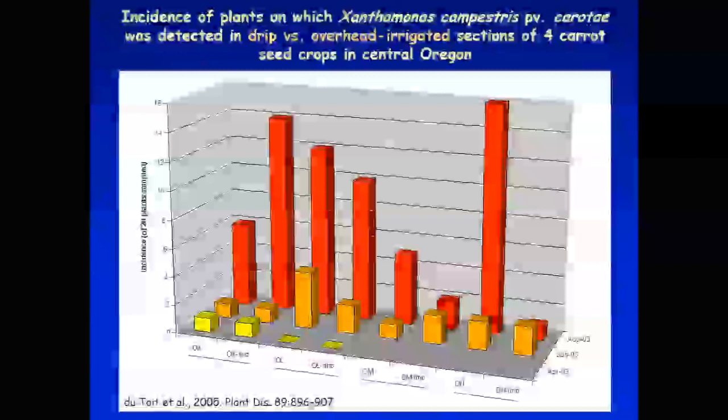We were monitoring Xanthomonas bacterial blight in carrot seed production. And you can see I've got paired fields down at the bottom on the y-axis. These are Oregon fields, that's why they have the abbreviation O in front. Field K, L, M, and N. Part of the field was under overhead irrigation and part of it was under drip. And then we monitored the incidence of plants that were infected with Xanthomonas in basically April, the yellow bars, June, the orange bars, and August, the red bars, which is just before harvest.